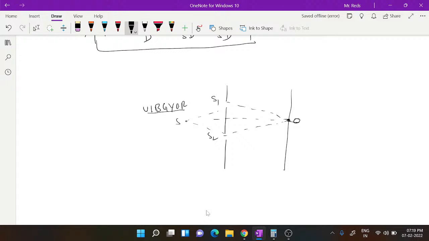So if you pass white light, usually it is a combination of seven colors. The path length traveled by every color will be the same, and hence they will mix. The bright fringe due to all colors will form here.